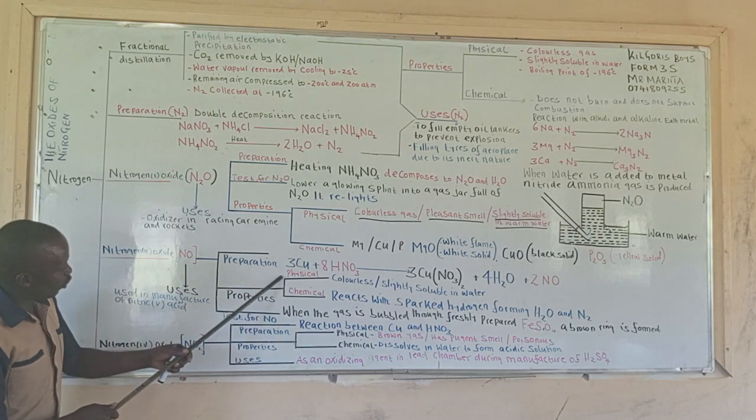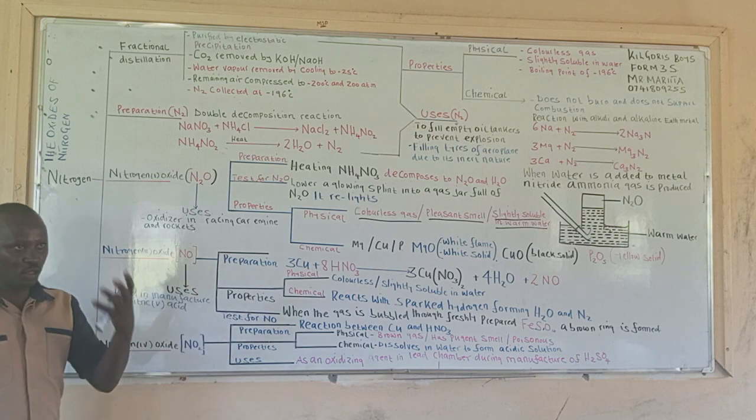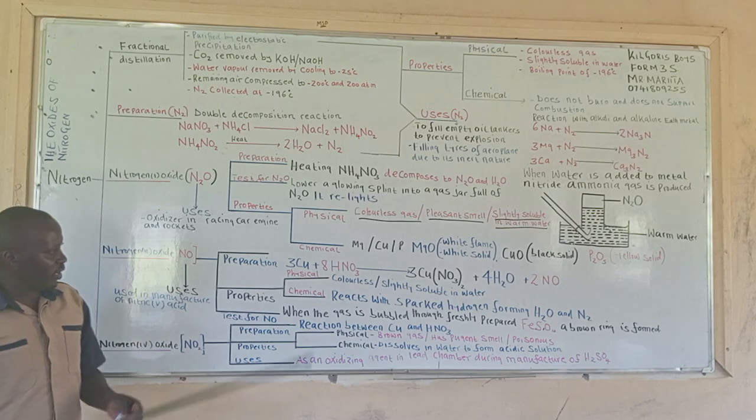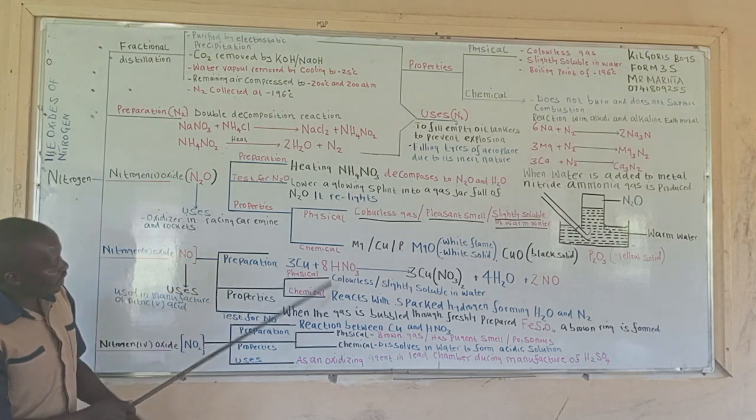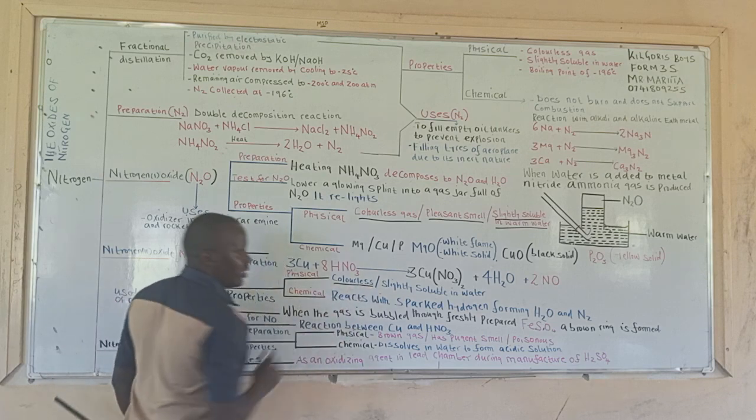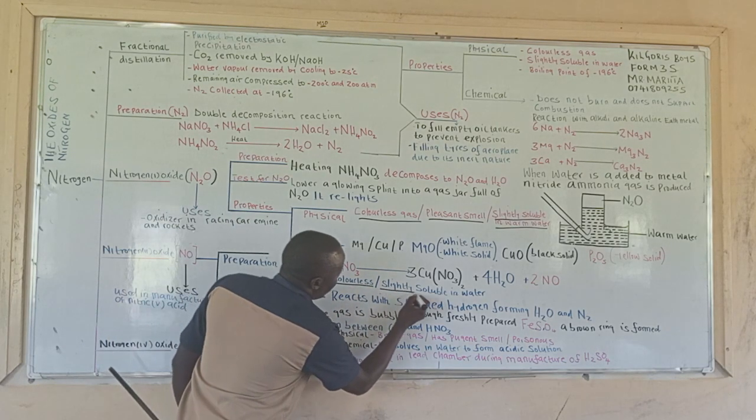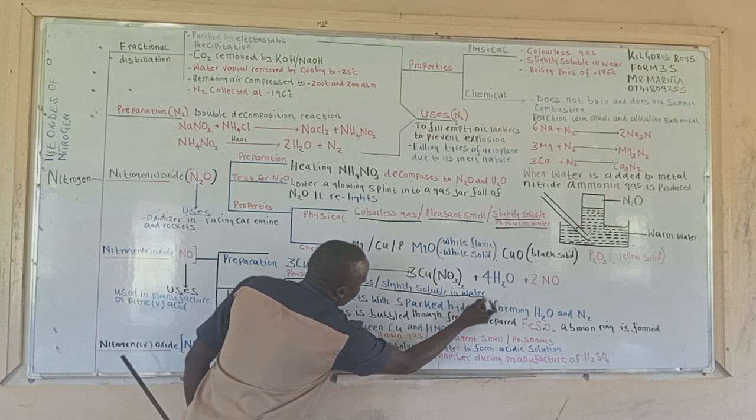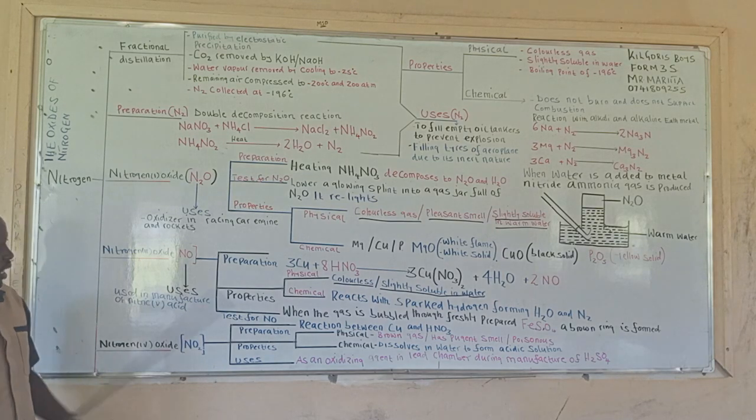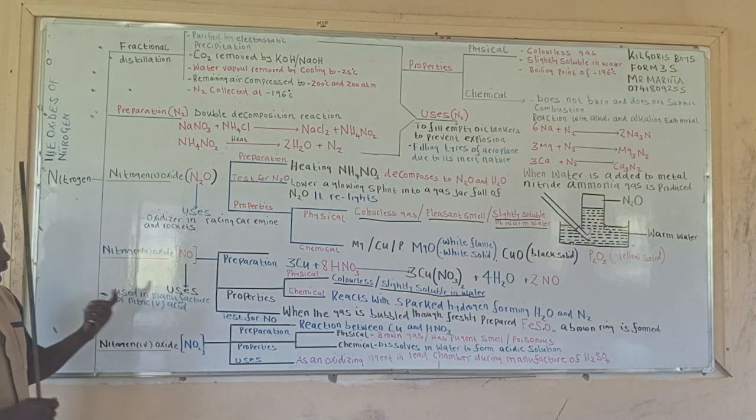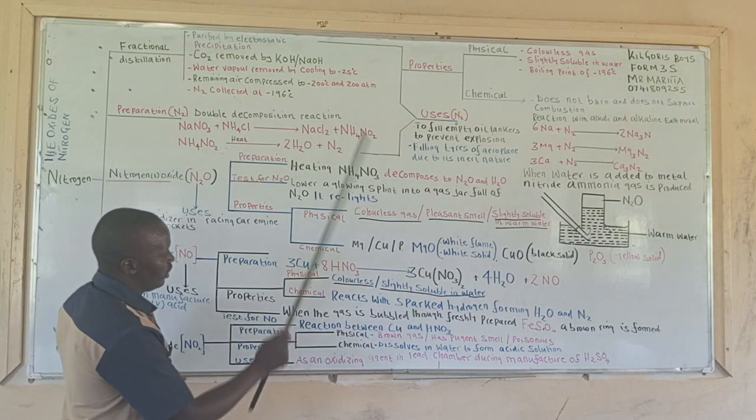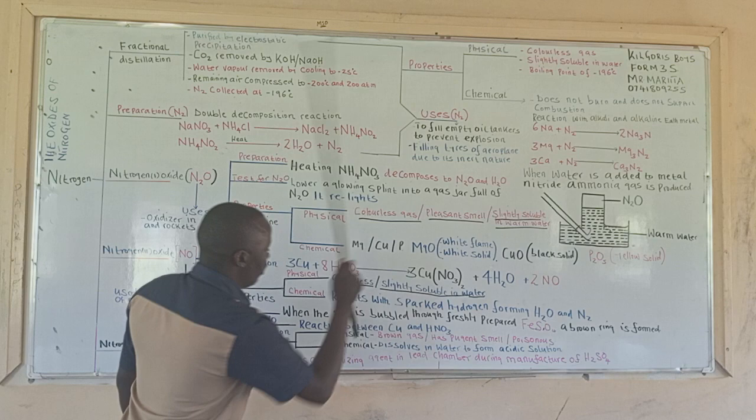Now what are the physical properties? The properties are also grouped into two: the physical properties and the chemical properties. In the physical properties, the gas is colorless. It is a colorless gas. It is slightly soluble in water. That is the physical properties. Under the chemical properties, it reacts with sparked hydrogen, forming water and nitrogen.